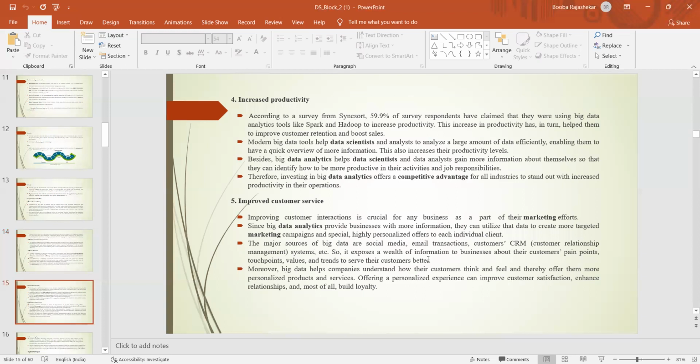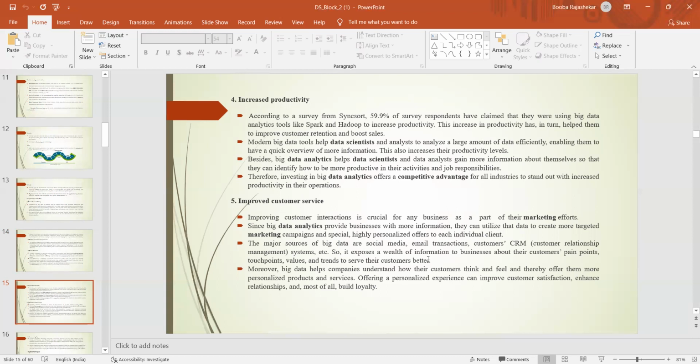So next one is increased productivity. The next advantage is increased productivity. According to the survey from Syncsort, 59.9% of survey respondents claim that they are using big data analytics tools like Spark and Hadoop to increase productivity. The productivity has helped them to improve customer retention and boost sales.